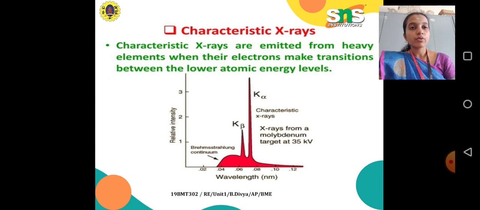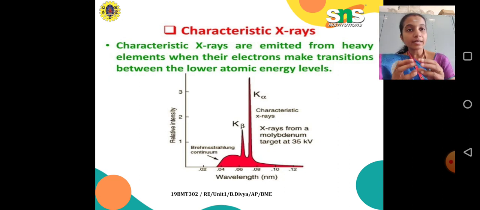In this video, we are going to see about characteristic X-rays. What are characteristic X-rays? Characteristic X-rays are emitted from heavy elements when their electrons make transitions between lower atomic energy levels. It is not the characteristics of X-rays; it is named as the characteristic X-rays.